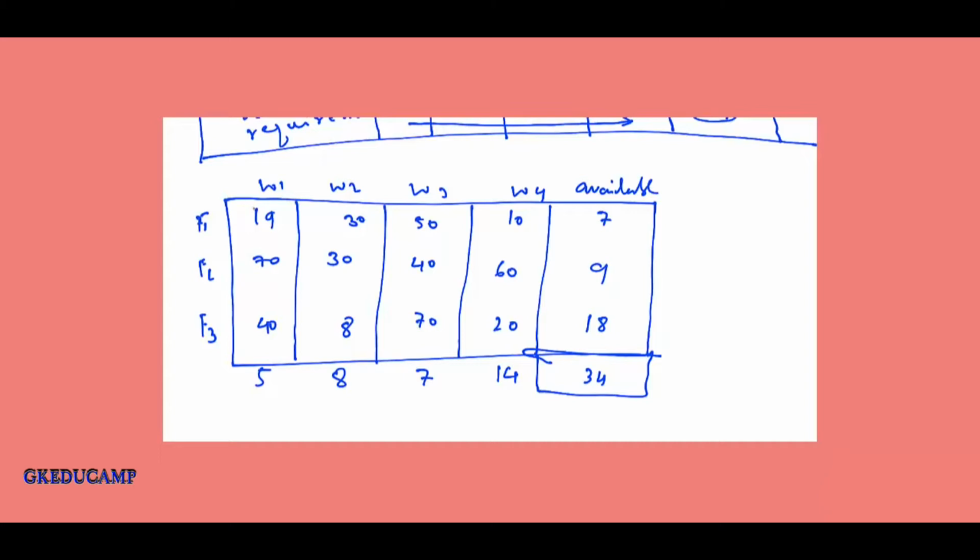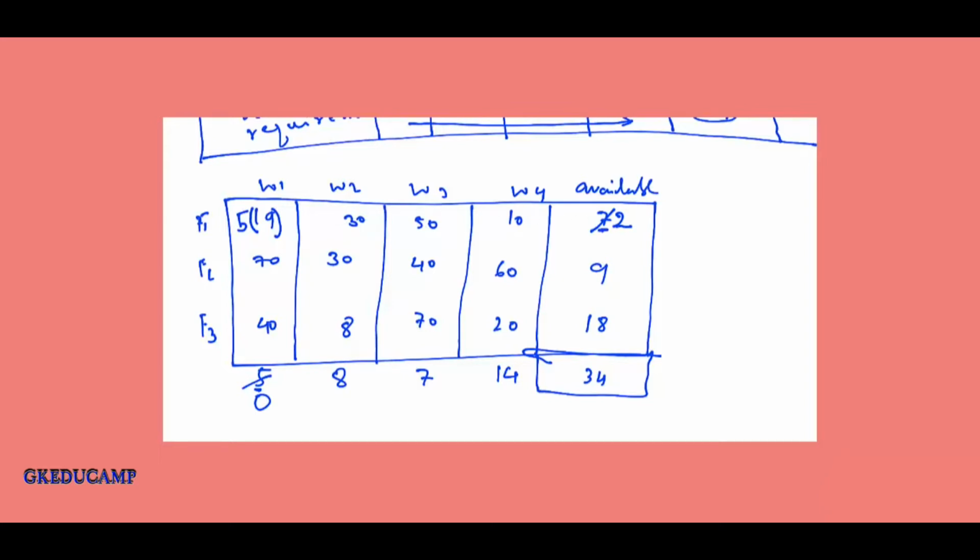In northwest corner, first we have to start from the north corner of the table, that is 19. In the 19 cell we have to allocate the minimum of the requirement and availability. The minimum of W1 and F1 is 5 and the availability is 7. So 5 is the minimum. First we allocate 5 to the 19 cell and it will become 0, and here you will get remainder 2.